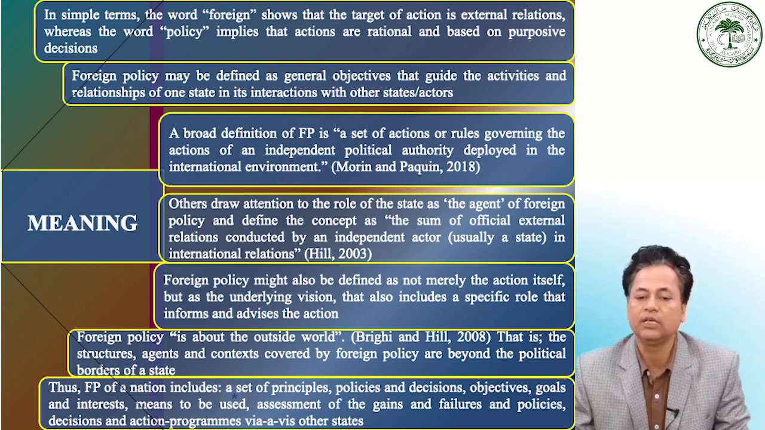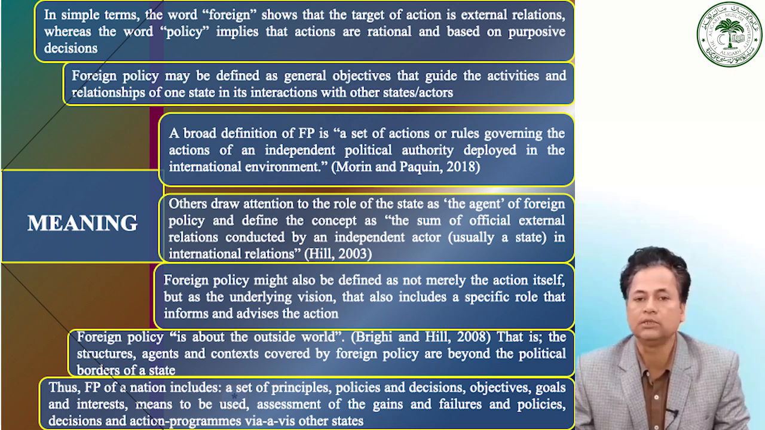Thus, the foreign policy of a nation includes many things. First, a set of principles, policies and decisions. Second, objectives, goals and interests. Third, means to be used: what kind of means you are going to use for achieving those objectives. Then, assessment of the gains and failures. So what you have done and what you have got, and is there a need to revise your strategy, is there a need to evaluate your strategy and the policies, decisions and action programs. So once you come to know what strategy you adopted and what goals you wanted, and once you evaluate those goals and strategies, then you may revise your policies, decisions and action programs.